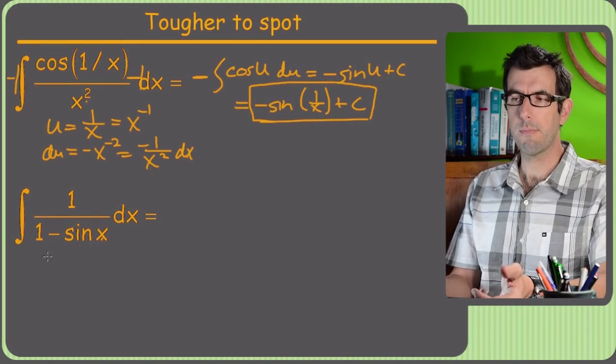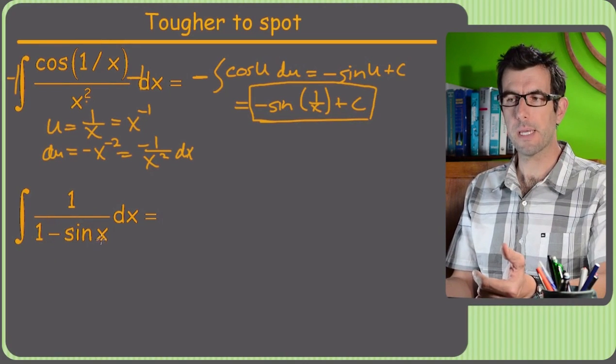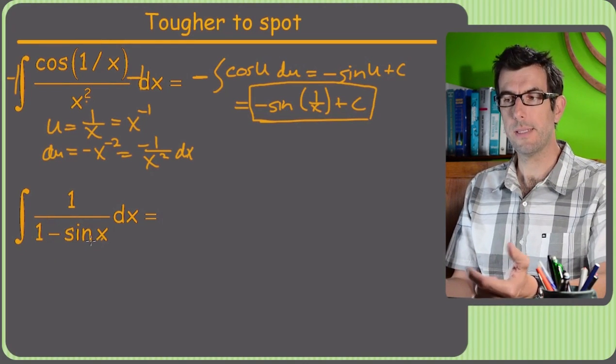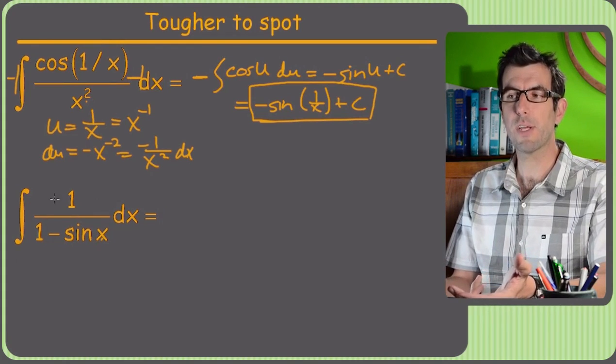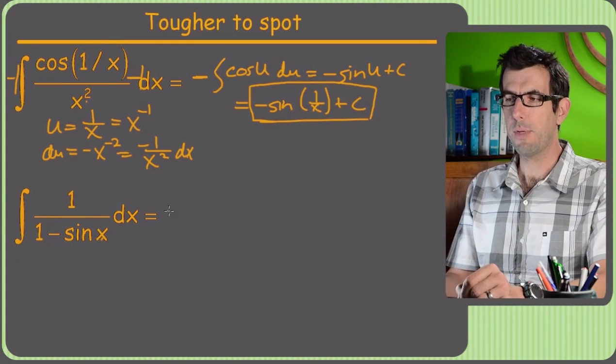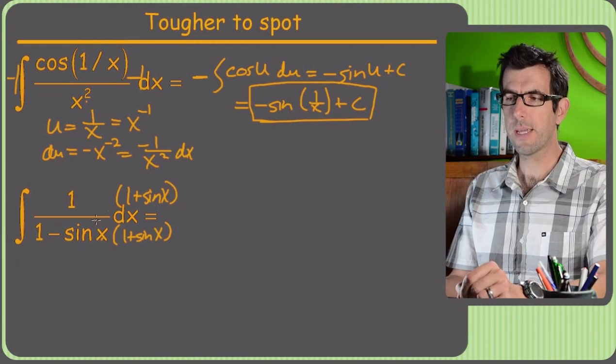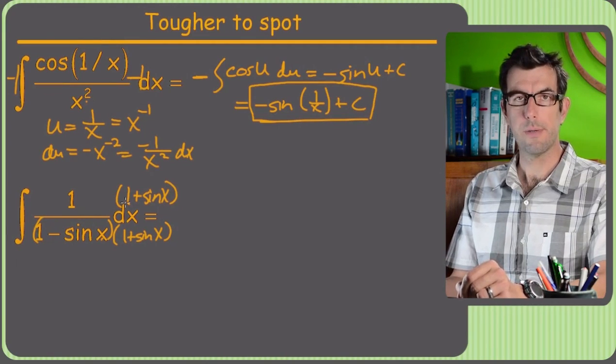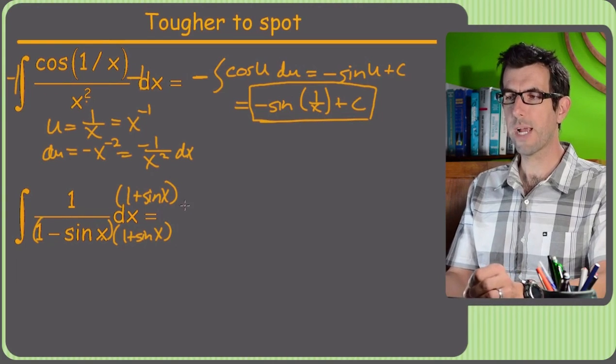My u couldn't be 1 minus sine x, because then my du would have a cosine in it, and I don't have a cosine. So what I'm going to do is some clever algebra. I'm going to multiply this thing by 1 plus sine x, top and bottom. That's the kind of thing you do just to change the denominators of fractions and stuff.